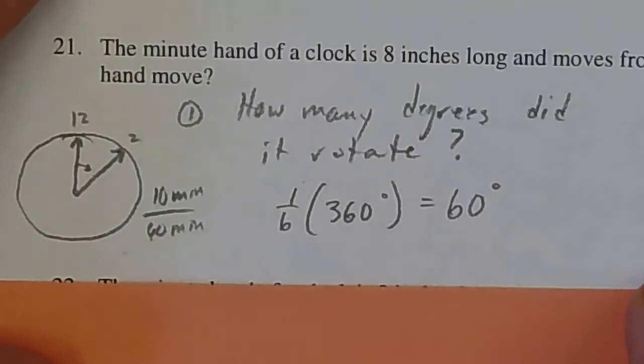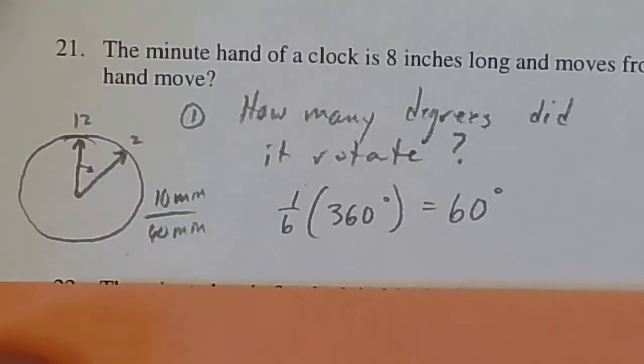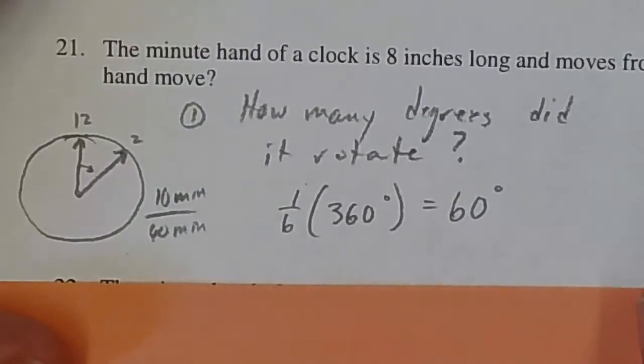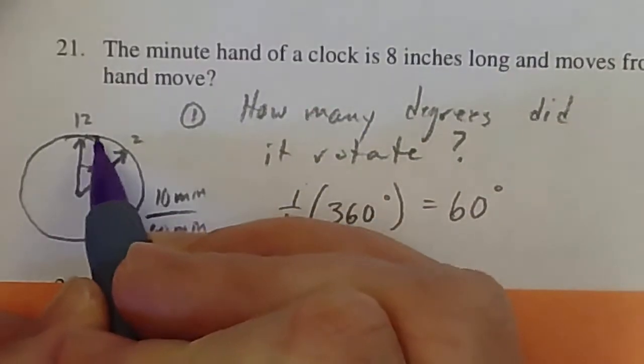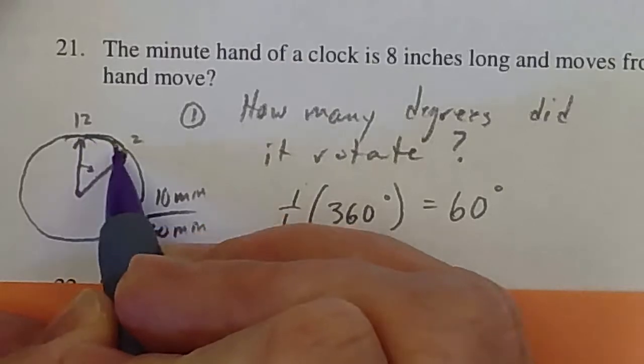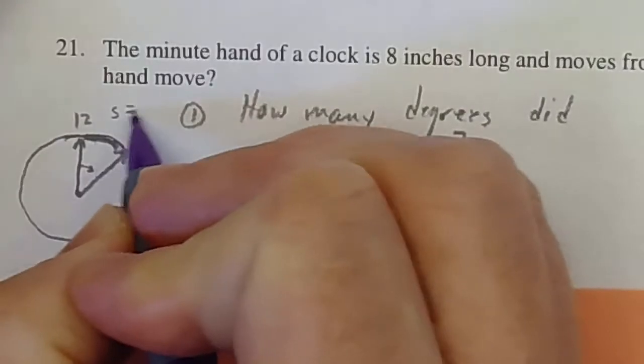Figure out the degrees, and now it's going to be a lot like number 19. How do I figure out how far? It said how far that tip moved, so hopefully you understand that's S. That's what we're looking for. S equals what?